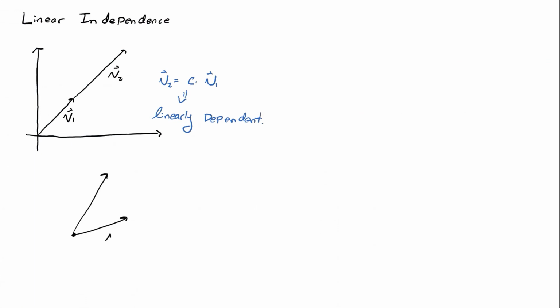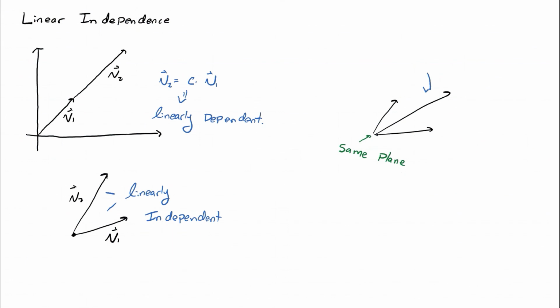How about these 2 vectors? They must be linearly independent. Scaling one of the vectors won't change its direction. So for example, v1 cannot be a linear combination of v2 because it's not a scalar multiple of it. Finally, these 3 vectors in the plane. 3 vectors in 2 dimensions is too many vectors. They have to be linearly dependent.